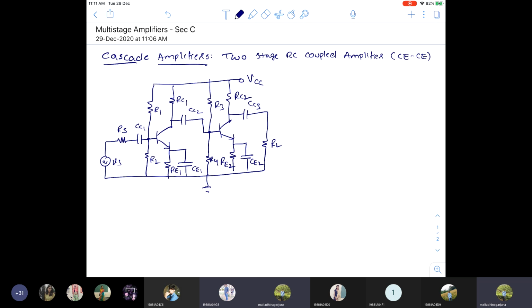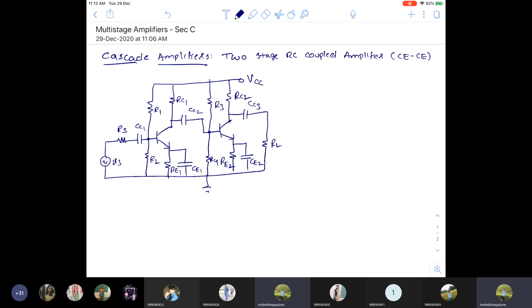Okay, so this is a two-stage RC coupled amplifier. Here we are going to do H parameter analysis again, but already in the second module we have done the H parameter analysis for the CE amplifier, that is single stage. Now we are going to do the same analysis of H parameters for the multi-stage amplifiers.